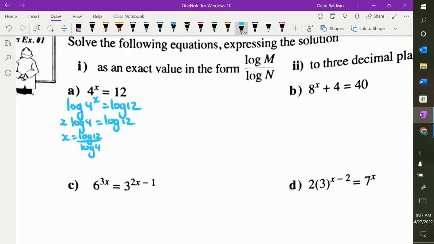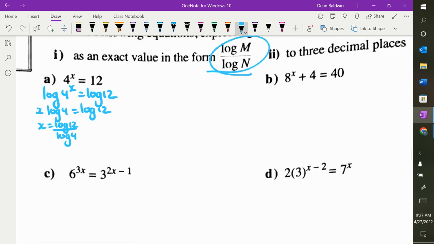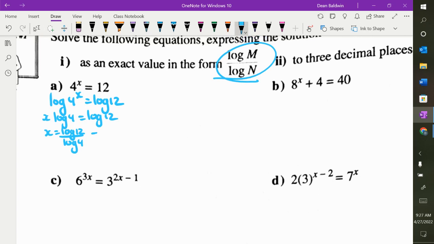So that gives us this bit. They want the answer to 3 decimal places, so you're going to have to punch that in your calculator, and I don't know what that is. 1.79? 792. That okay? All right. B.